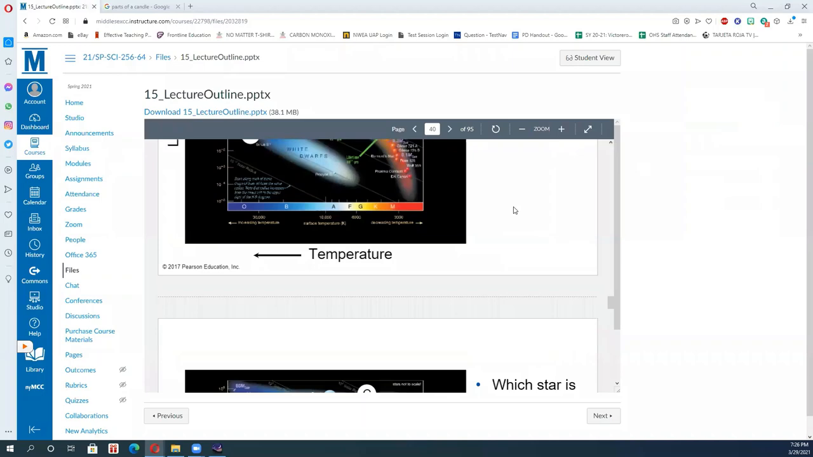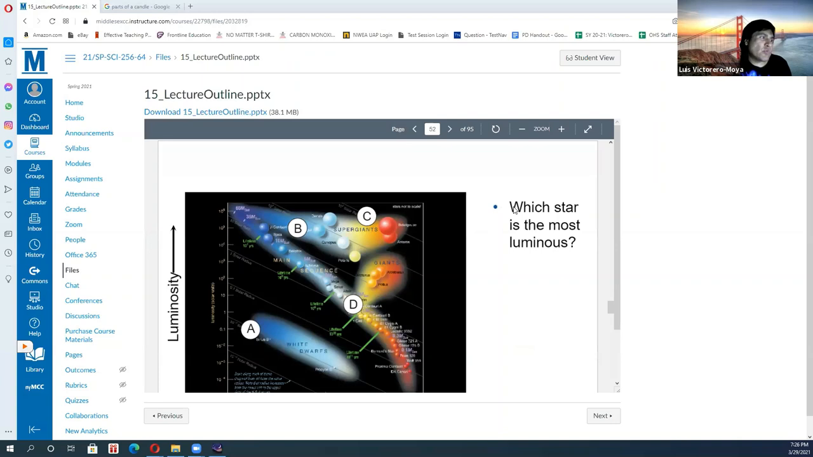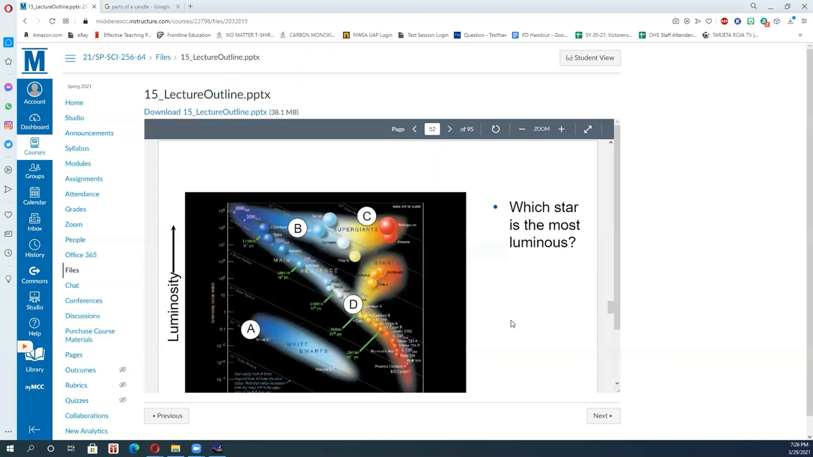All right, we should start with the most luminous. That would be C. Which star will be the smallest? D? No, it would be A, because it's farther down. This is 10 times the size of the sun. The sun is 1, this is 0.1, and this is 0.01. So then it's A, right? Because the axes are going diagonal. Very important to know how to read the radiuses as well, okay? Okay, we did that.